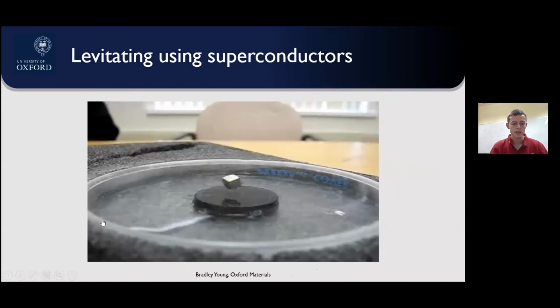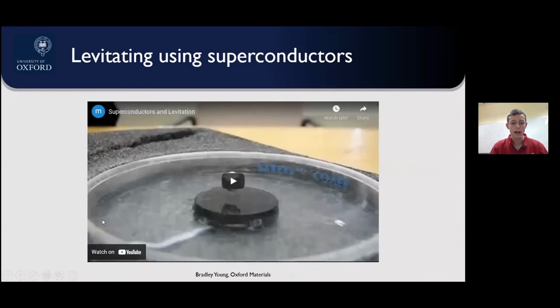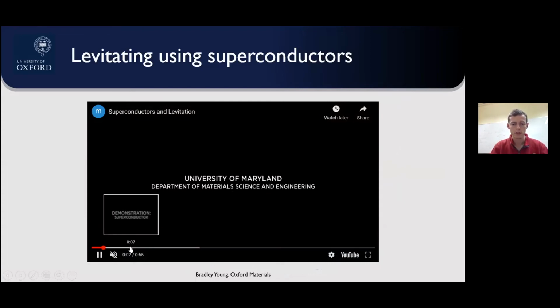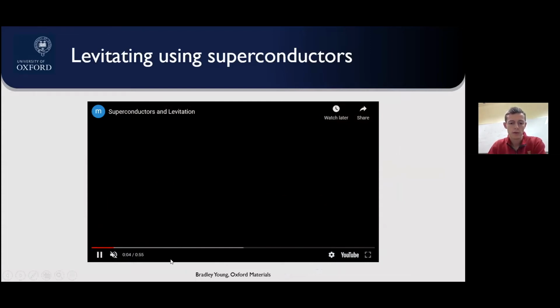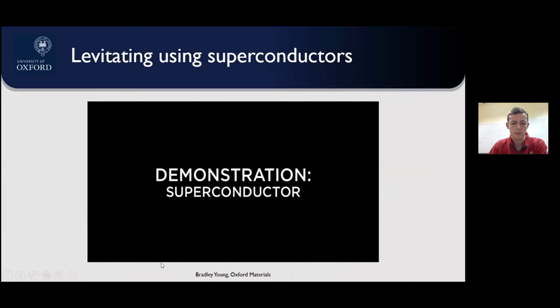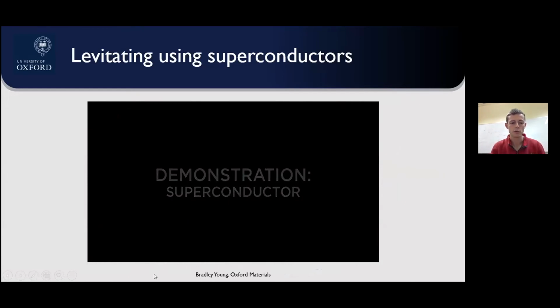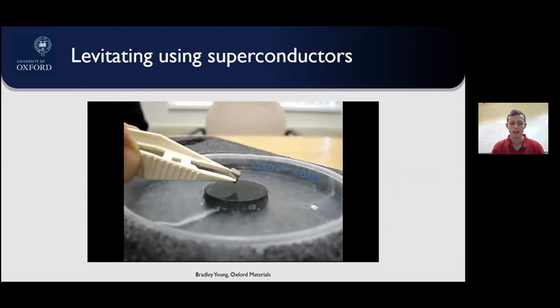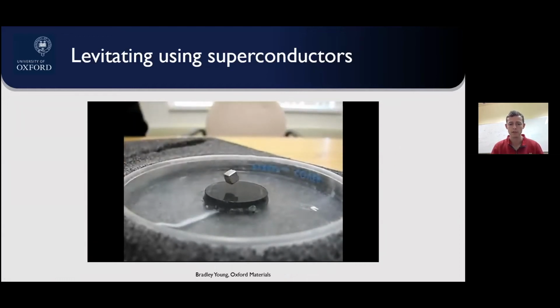Okay, so this is an example. I want to talk about how we levitate our reaction, and the way we do it is using superconductors. This is an experiment you might have seen, but I want to show you a little video of it. It's a video produced by a university out in the US, and what it demonstrates is how we use something called a superconductor, which is a material that can carry electrical current without any resistance at all, absolutely zero resistance.